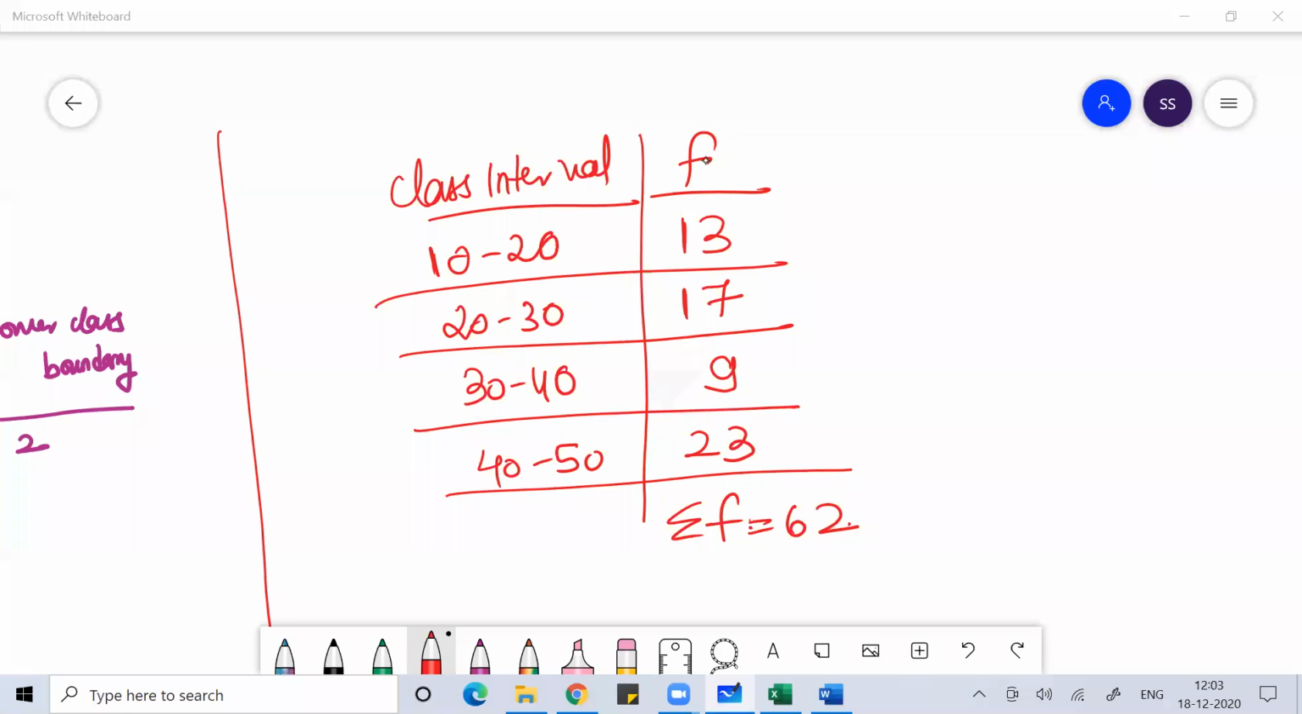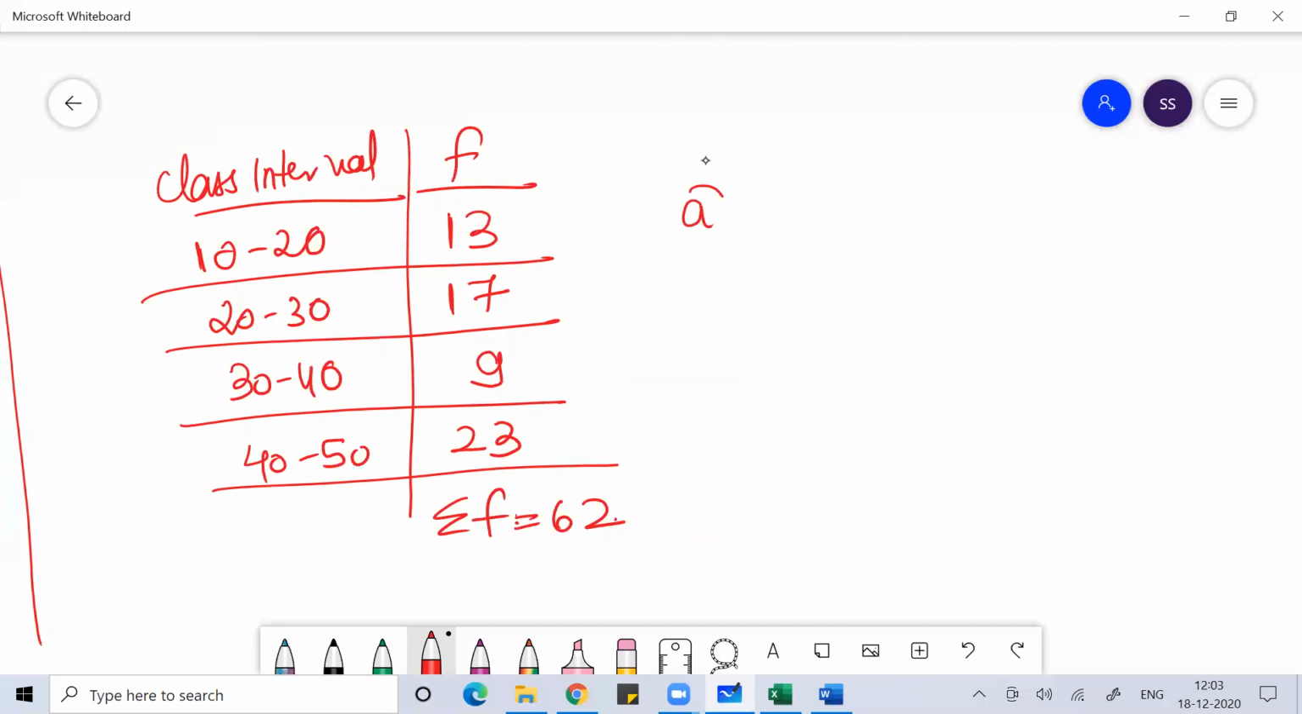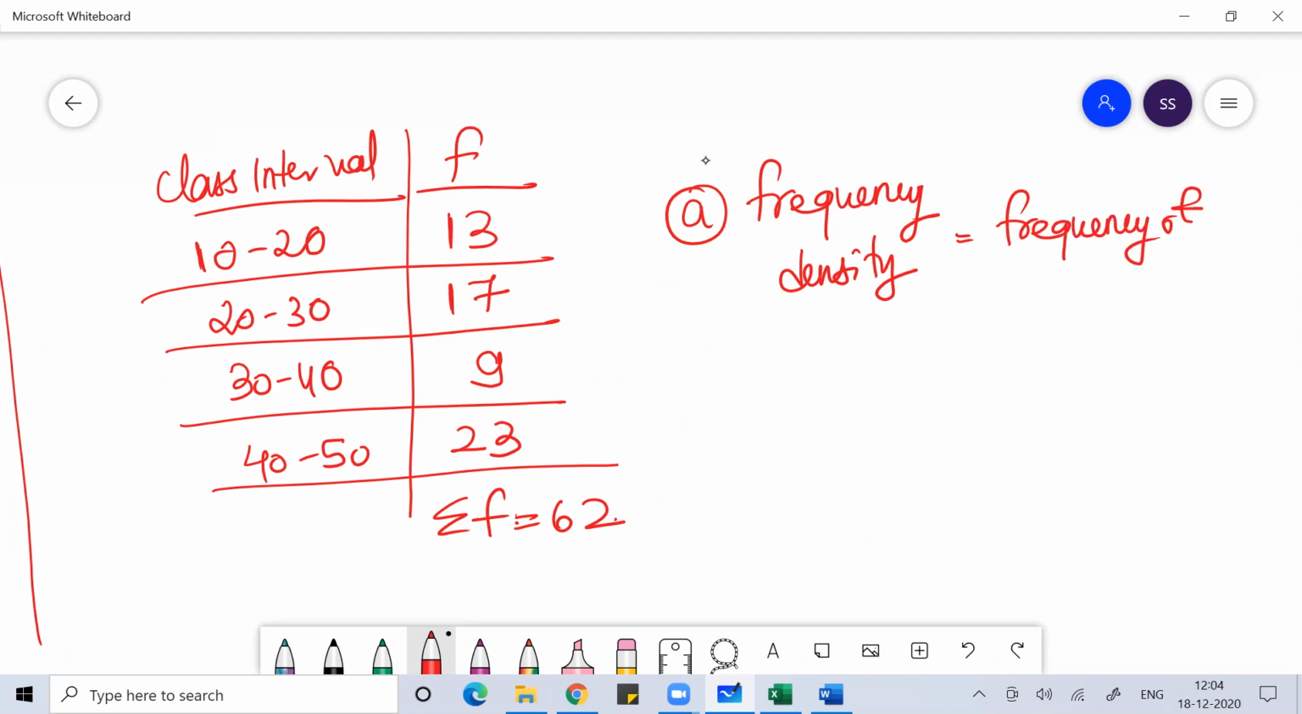Now there's a term called frequency density. Frequency density basically means the frequency of the class divided by the class width. That is called frequency density.